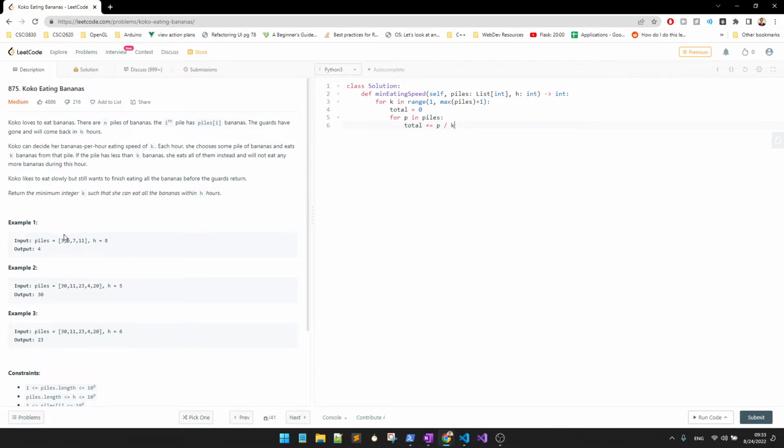Now let's say you're doing 7 though, at 2 an hour. 7 divided by 2 is 3.5. So how long would it take us? It would take us 3 hours or 4 hours. We need to either round up or round down. Obviously, we need to round up because if it takes us 3.5 hours to eat this, we wouldn't be able to complete it in 3 hours. So we just need to do the ceiling of this value. And then I believe what we do, so we have the total. If the total is less than or equal to H, we can just return K, right?